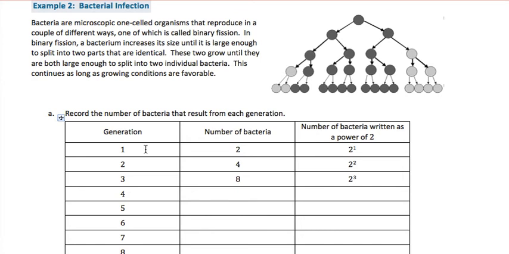Our table then starts at generation 1. And generation 1 is when the initial bacteria splits for the first time. 2 to the first power, which is 2. Then, in our second level, we have these 2 bacteria. Now remember, these bacteria are not reproducing an additional bacteria, but they are actually growing and splitting themselves.